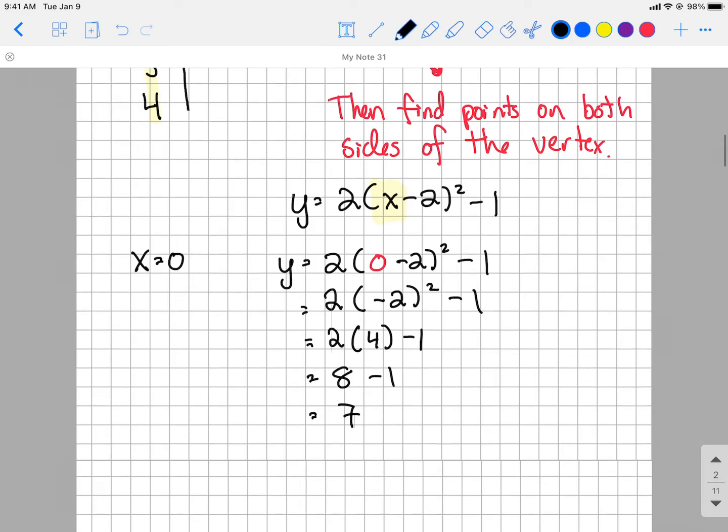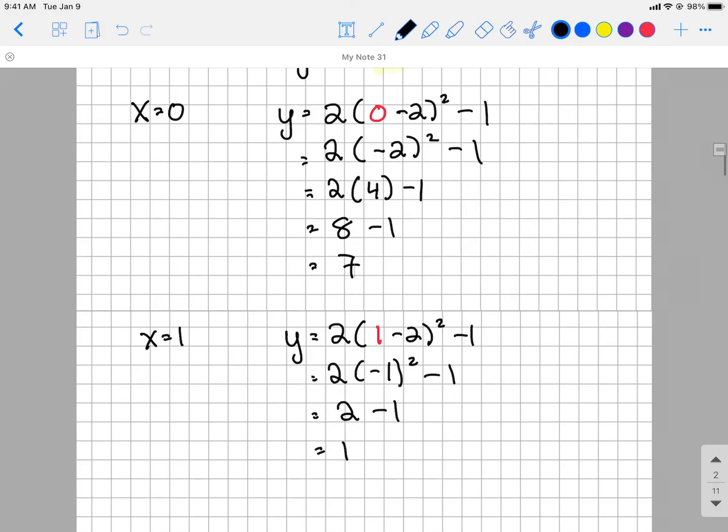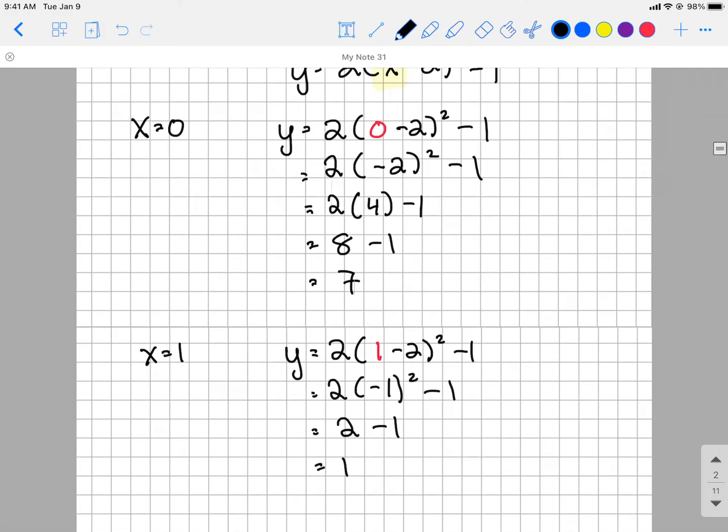Now we do the exact same thing, except we're going to do it with 1. We'll go a little bit faster this time. I'm not going to show you all of the steps. So we replace the x with 1 now. So 1 minus 2 is -1. -1 squared is +1, and so if we multiply that by 2, we just get 2. And 2 minus 1 is 1. So that's our next value. When x is 1, y is also going to be 1.